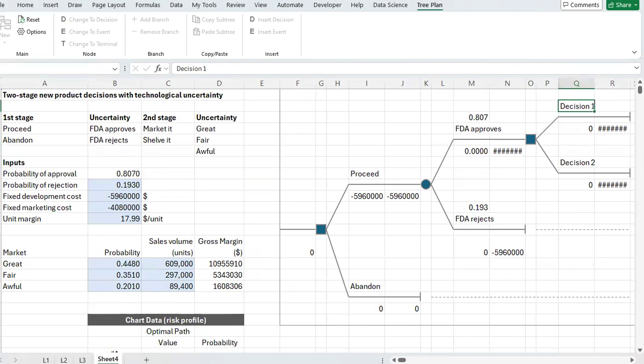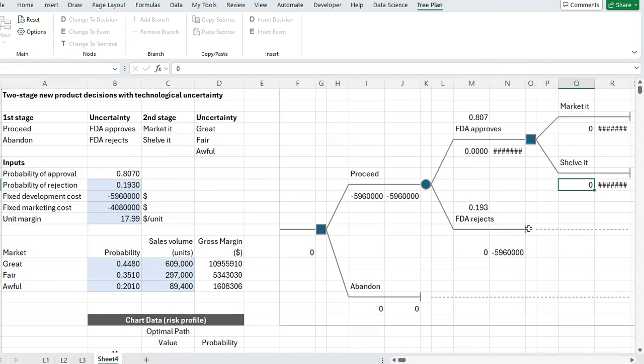Decision 1, I'm going to replace it with equals. I'm going to click on market it. Decision 2, I'm going to press equals and click on shelve it. Now, if we shelve it, we're done. We're not going to spend any money on marketing the product or setting up distribution. We're not going to do any of that, right? We're also not going to get any sales from it. So we're done with this branch.